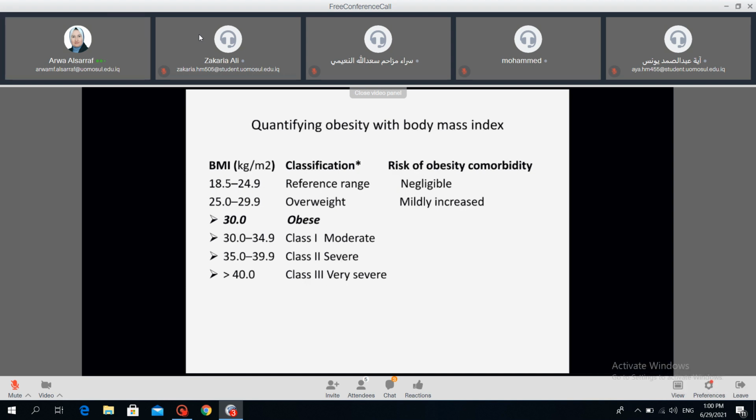من 30 إلى 34.9, still he is in class 1 and considered as moderately obese. If the obesity increases and the body mass index reaches 35 up to 39.9, then it is considered as severe obesity. And if it is more than 40 kilogram per meter square, it is class 3 and considered very severe, or also called morbid obesity.